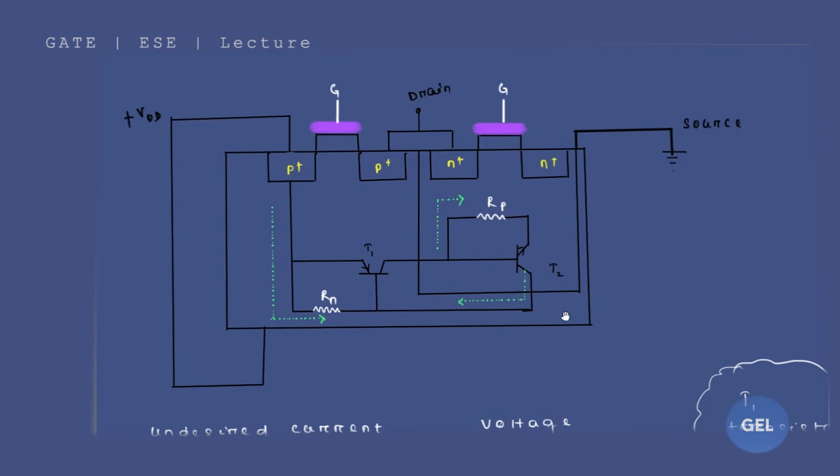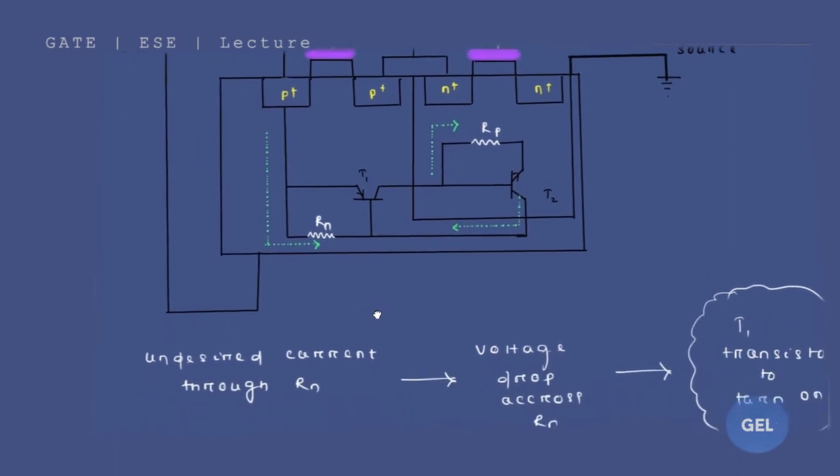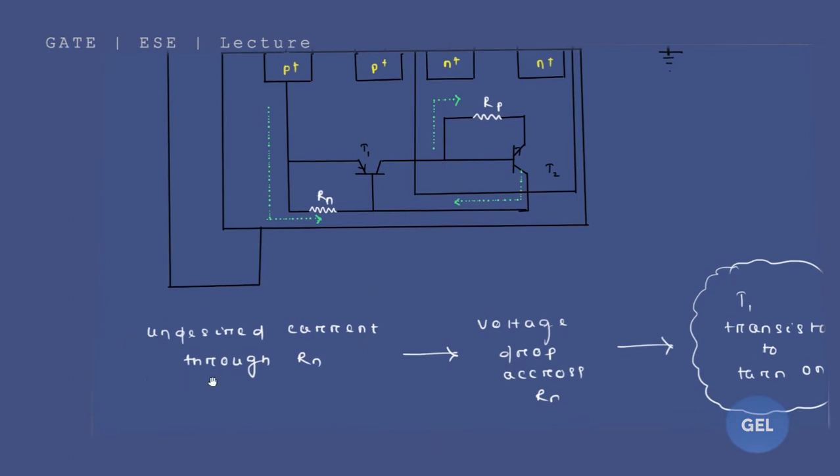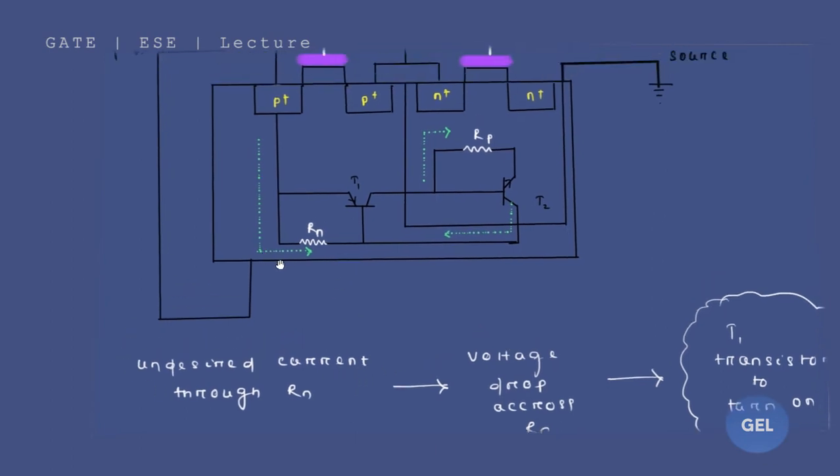Now you know this is your CMOS circuit, this is your PMOS, this is your NMOS, and they are combined with each other. They have a common drain here, and the source of your NMOS is connected to ground, and we have not connected it to the substrate; we will get into that later. Look carefully: undesired current through RN. This current flowing in the substrate causes power dissipation, and this device could be damaged.